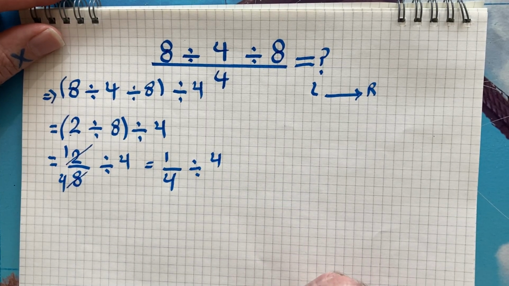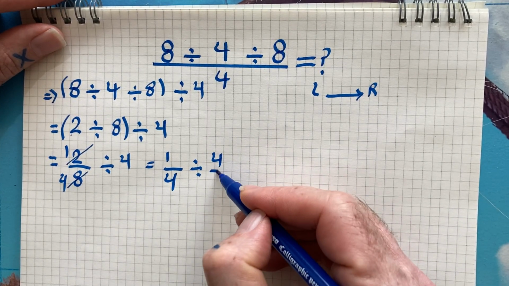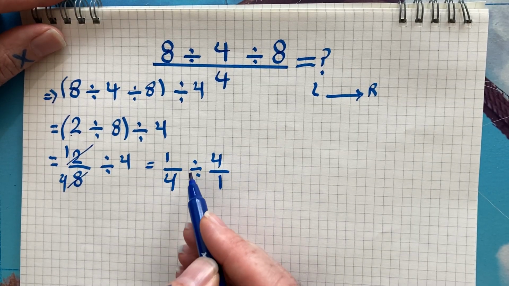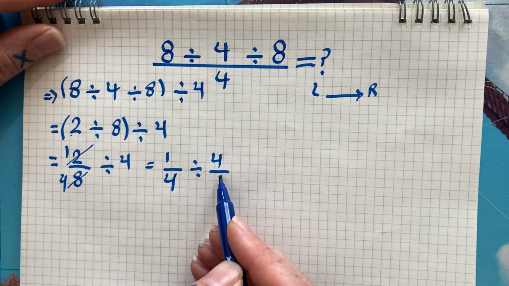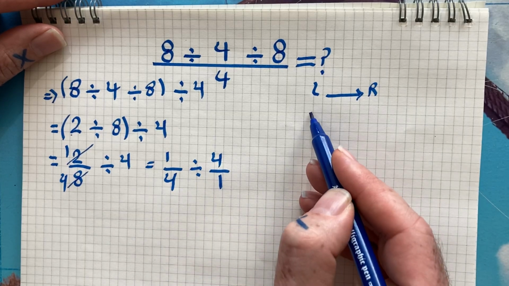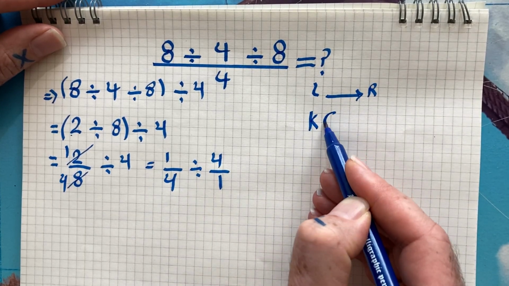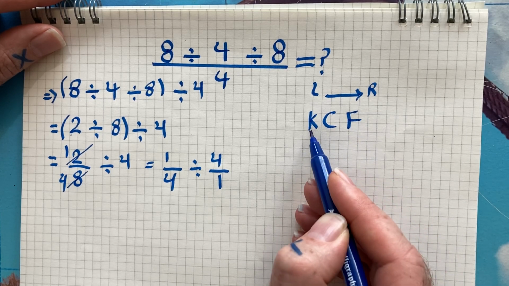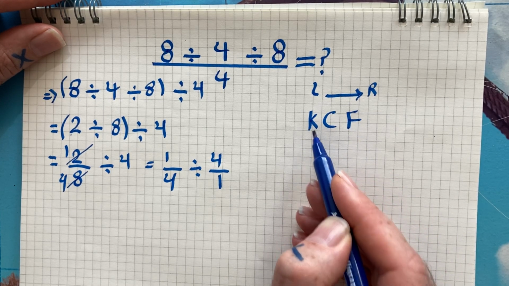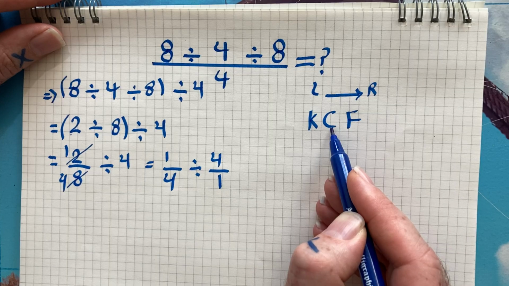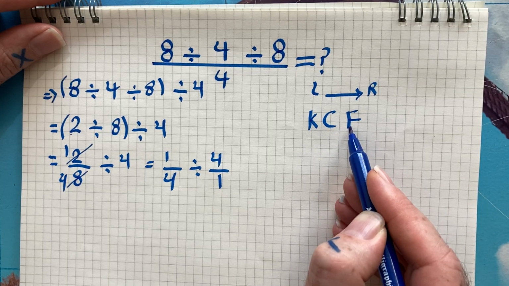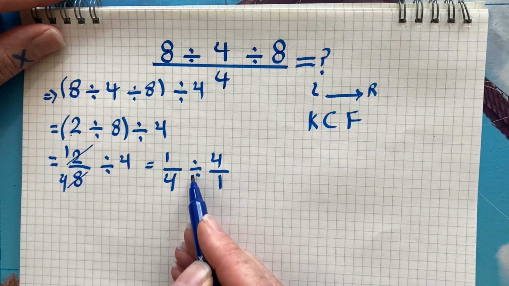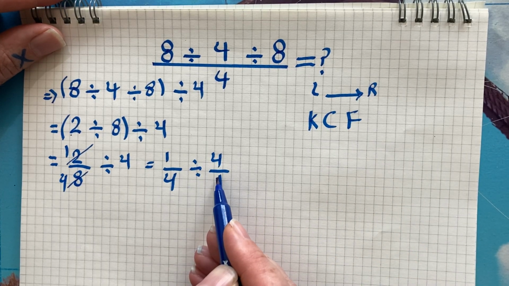Okay, next. 4 is same as 4 over 1, right? So what can you see here? Division of two fractions. To solve this, we need to follow KCF. But what is KCF? This K stands for keep, C stands for change, and lastly F stands for flip. Let's follow this KCF and solve this division of two fractions.